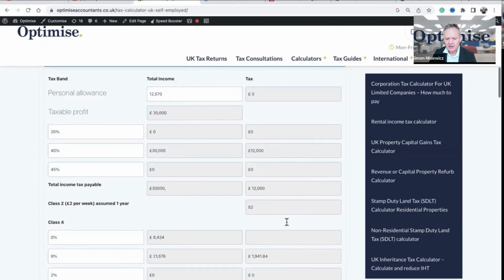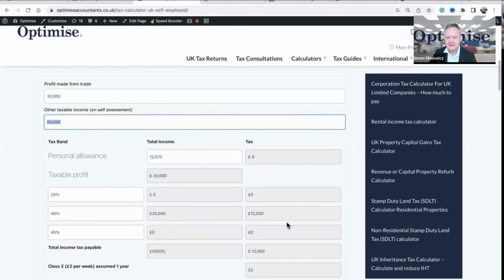So hopefully this gives you some guidance on making some really effective tax planning for you, your family, your business partners when you set up your business, or indeed have a tax review for your self-employment.